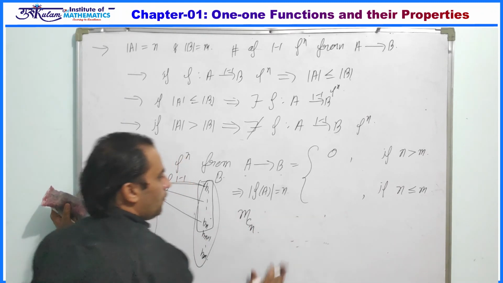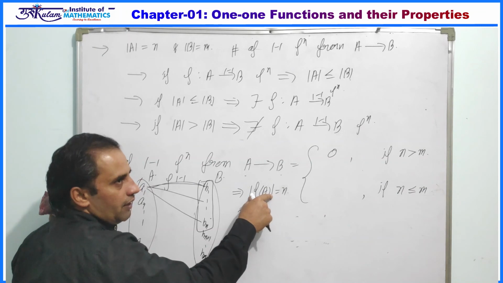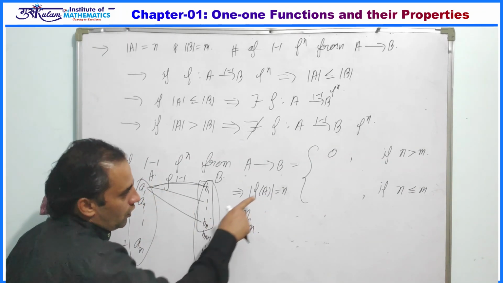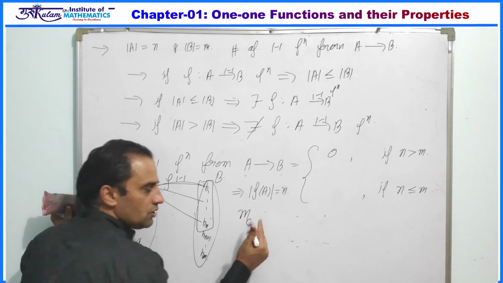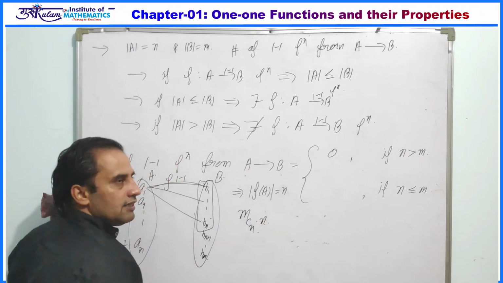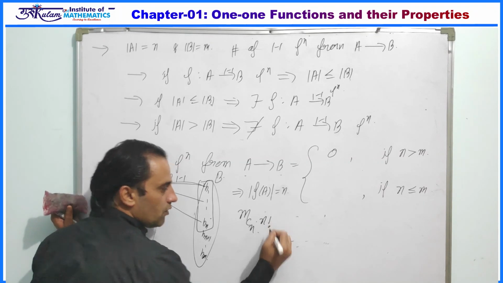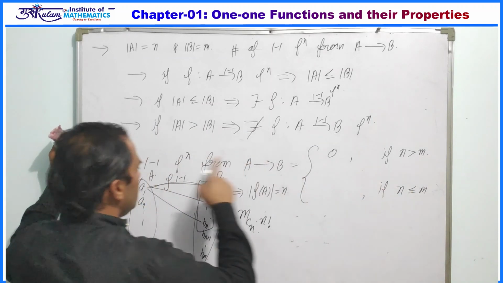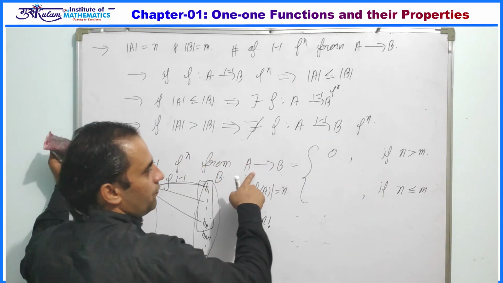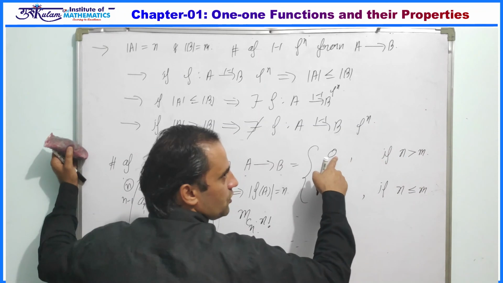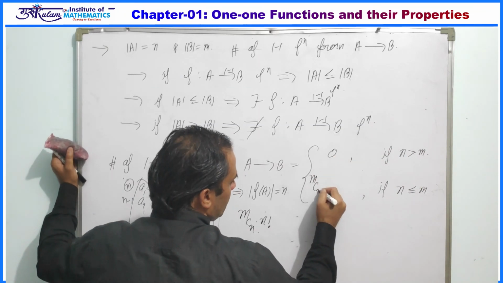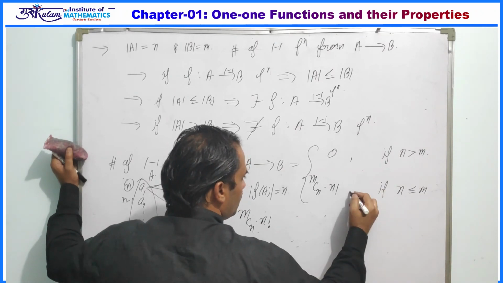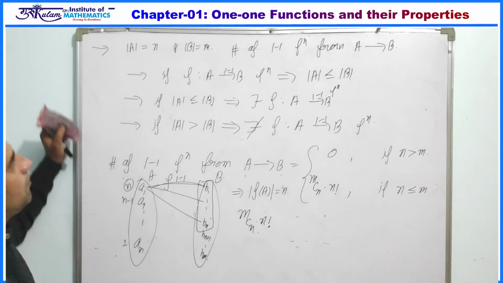That is, for each f(A) with n elements there are exactly n factorial 1-1 functions, and for f(A) there are mCn choices. So the total number of 1-1 functions is mCn times n factorial, whenever n is less than or equal to m. So finally, the number of 1-1 functions from A to B: if n is greater than m, then it does not exist. Otherwise it is mCn times n factorial. So this is the formula for counting the 1-1 functions from a finite set to a finite set.